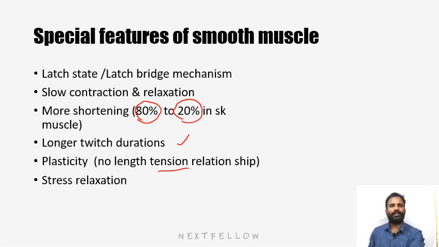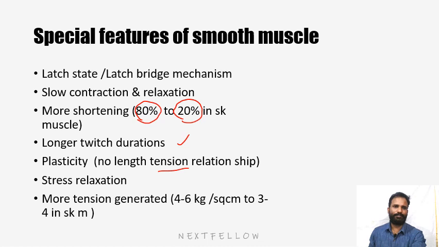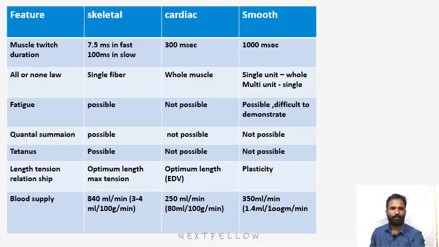And it has a feature of stress relaxation. What is this stress relaxation? If a smooth muscle is stretched for a longer duration, it undergoes relaxation, and we call that stress relaxation. And the tension generated in the smooth muscle is almost 4 to 6 kg per square centimeter, comparing with 3 to 4 kg per square centimeter in skeletal muscle.